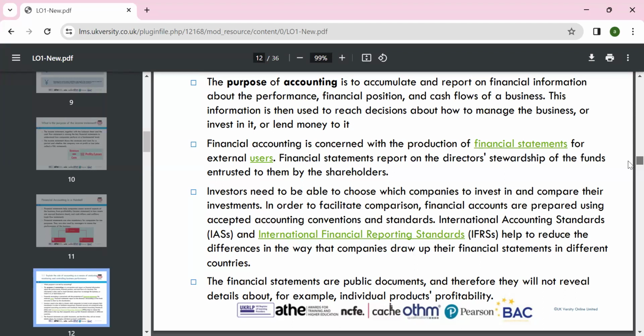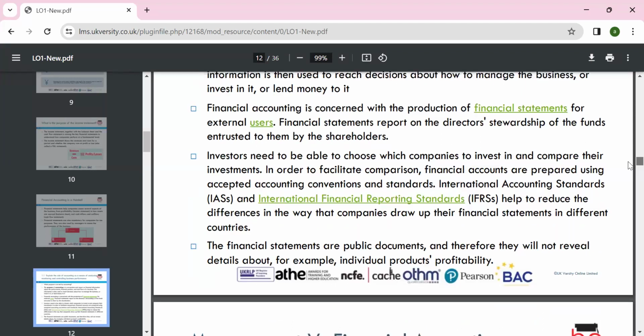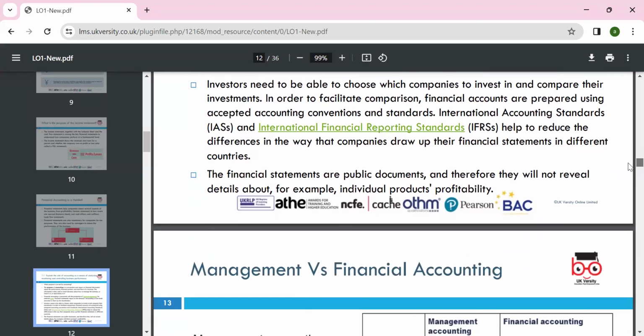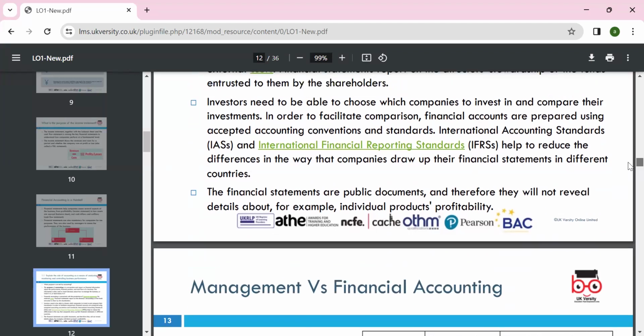Okay, so investors need to choose the company where they want to invest based on how they can compare the statements. The financial reporting standard helps to reduce the differences, and it is easy to compare, and we follow the qualities of financial statements.